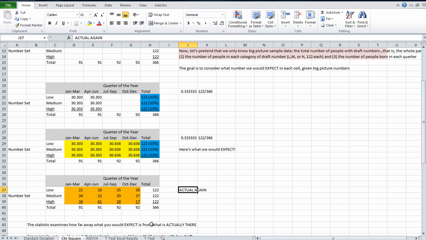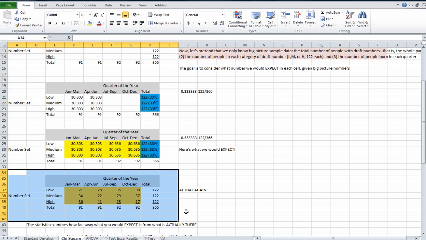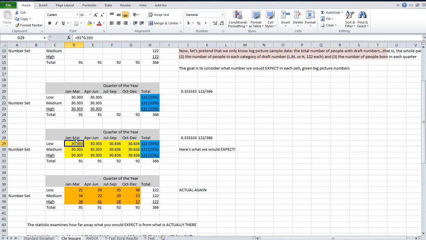Now, here is the actual data, again recreated, so we can make that comparison. You can see just by looking, for example, that what we would have expected is that if you were born between January and March, of the 366 people surveyed, 30 of them would have had low draft numbers, 30 would have had medium, moderately high level draft numbers, and 30 would have had high draft numbers. What we got was 21, 34, and 36. So just by looking at the comparison, we can see there's actually a good degree of difference.